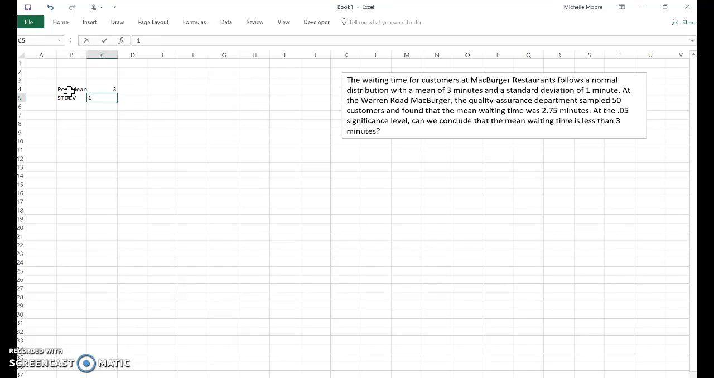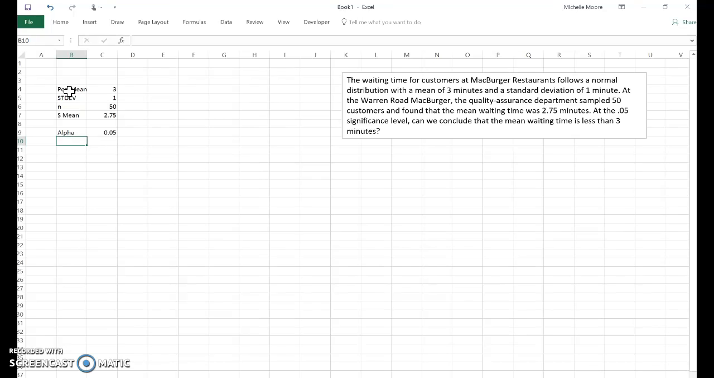And because we know the population standard deviation, we will therefore be using the Z distribution. At the Warren Road MacBurger, the Quality Assurance Department sampled 50, so we have a sample size of 50, that's N, customers, and found that the mean waiting time was 2.75 minutes. So we've got our sample mean of 2.75 minutes. At the 0.05 significance level, so we've got an alpha of 0.05, can we conclude that the mean waiting time is less than 3 minutes?